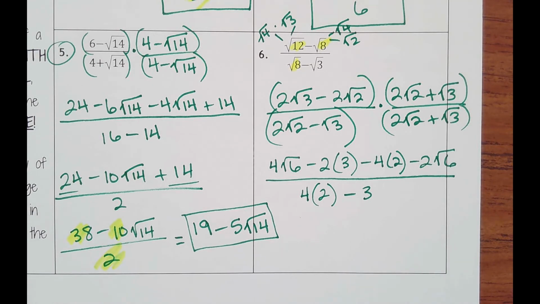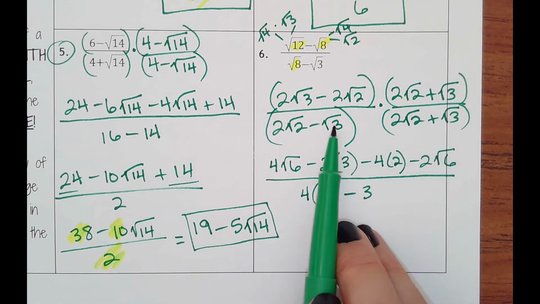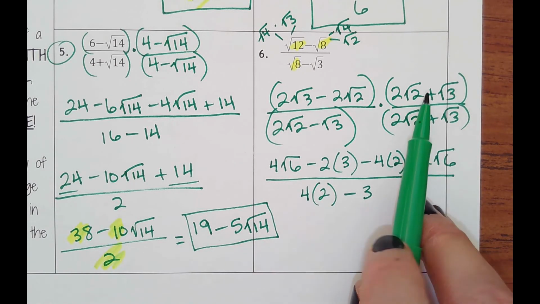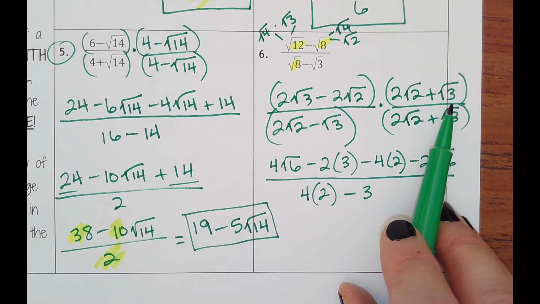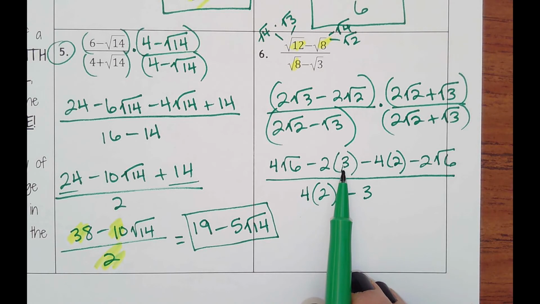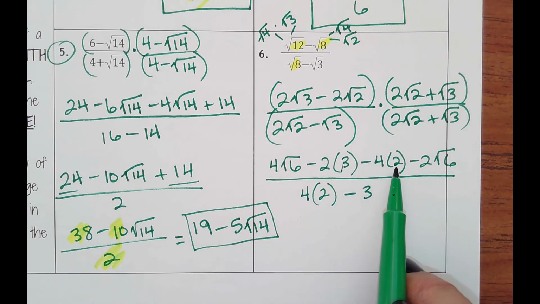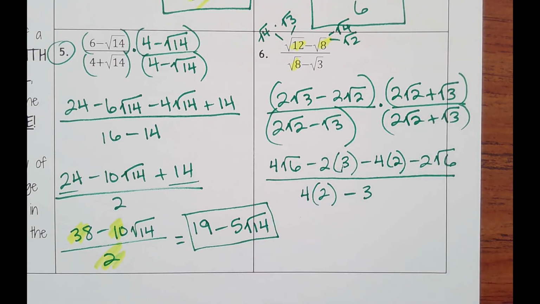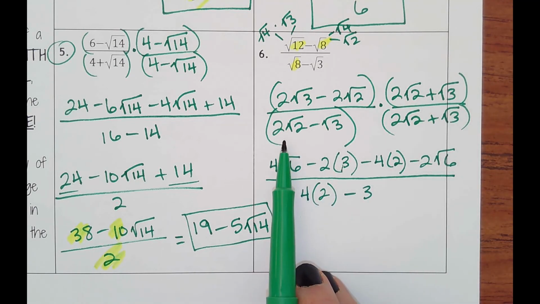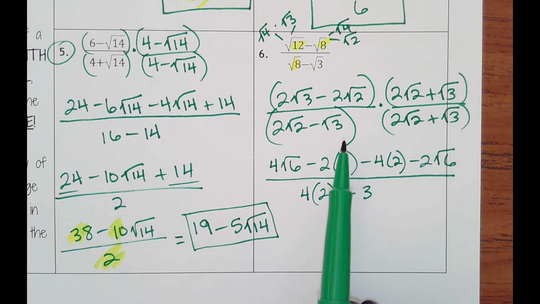This one's a little harder and trickier to FOIL. Make sure you're multiplying the numbers that are not under the radical, and then you're multiplying the numbers that are under the radical. So you should get a 4 square root of 6. You should get a 2 square root of 9, which is really 3. You should get a negative 4 square root of 4, which is really a 2. And then you should get a negative 2 square roots of 6. On the bottom, you only need to do the first and the last term. So it'd be a 2 times 2 is 4 times a regular 2. Last is a negative, just a regular 3.